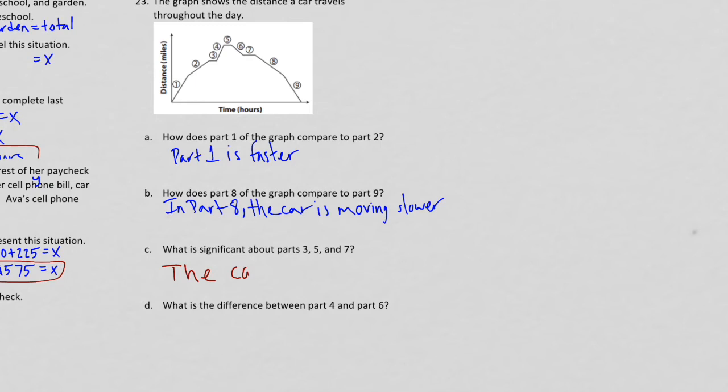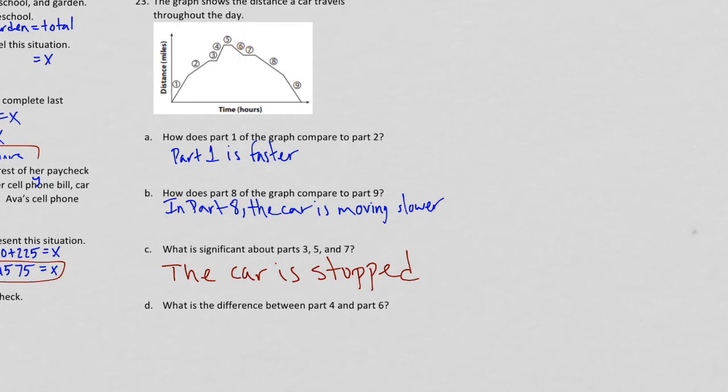The car is stopped. Or it took a pause, okay? It stopped somewhere. Last question, what is the difference between part 4 and part 6? Here's part 4, here's part 6. In part 4, the car is moving away from wherever its starting point was. In part 6, the car starts going back to wherever its starting point was.